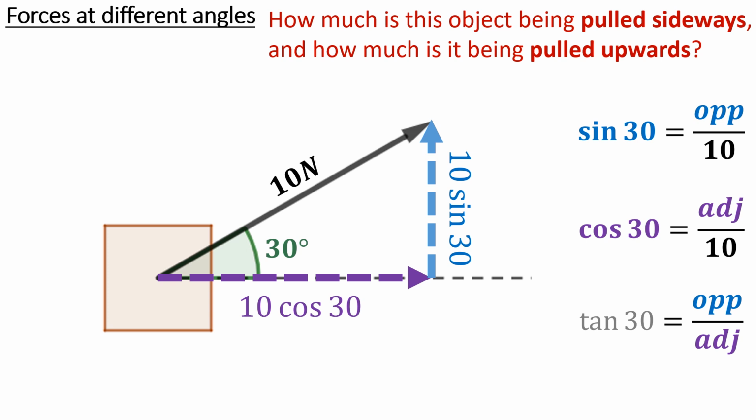If I just keep rotating it another 60, it's going to be pointing straight upwards. So couldn't I do 10 times cos 60? And the answer is yeah, of course you could. But it turns out cos of 60 and sine of 30 are the same thing.